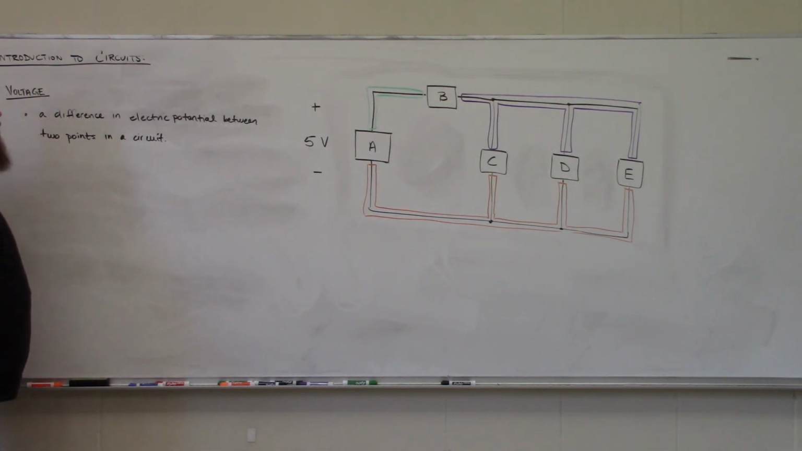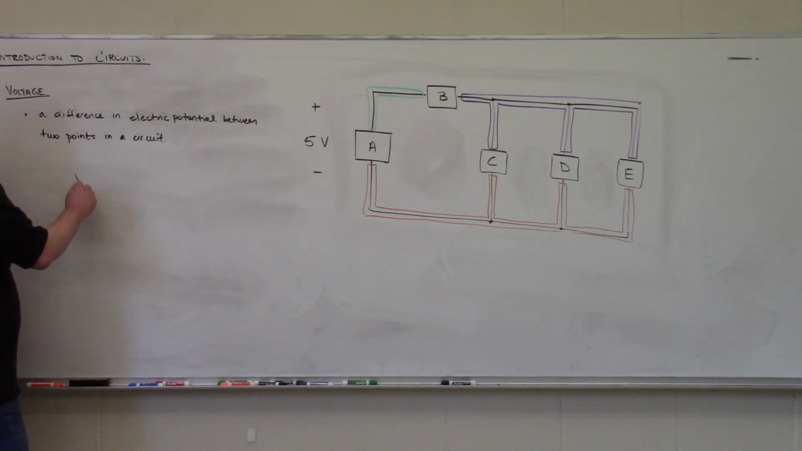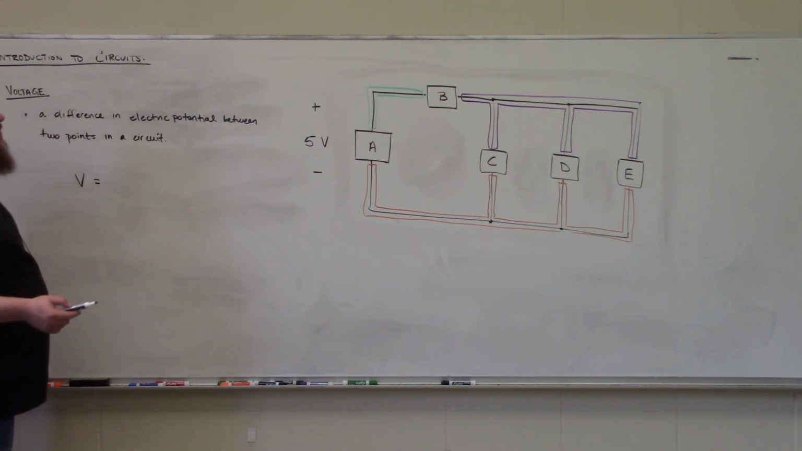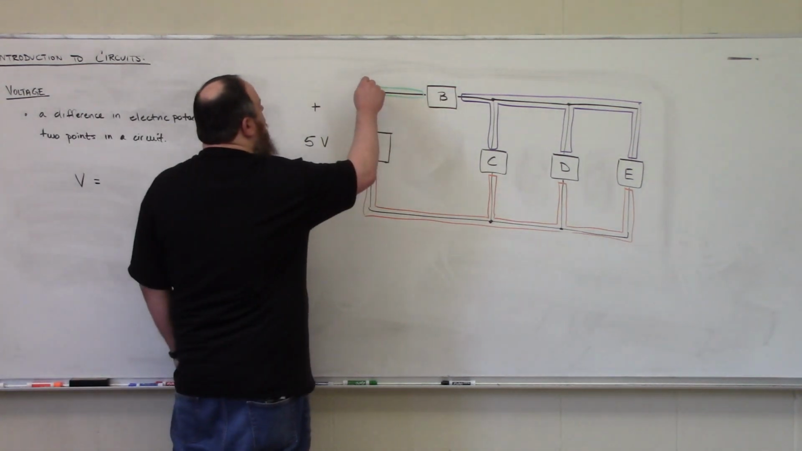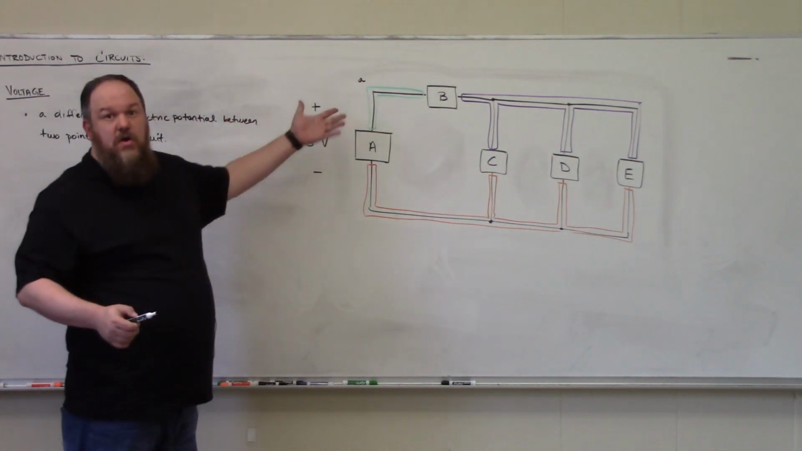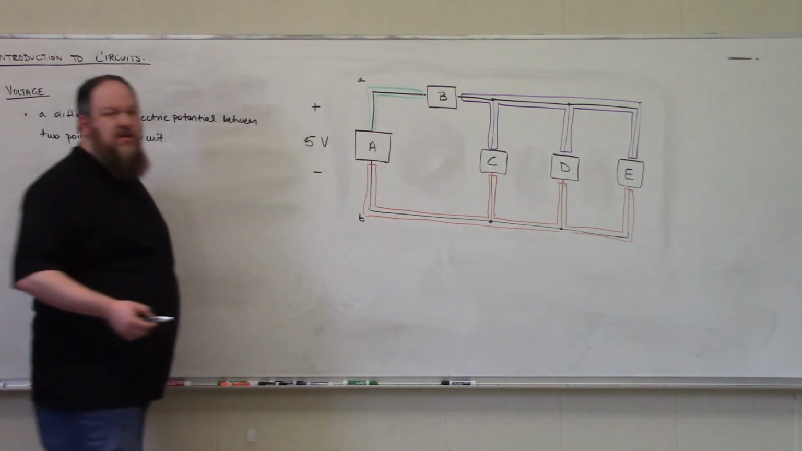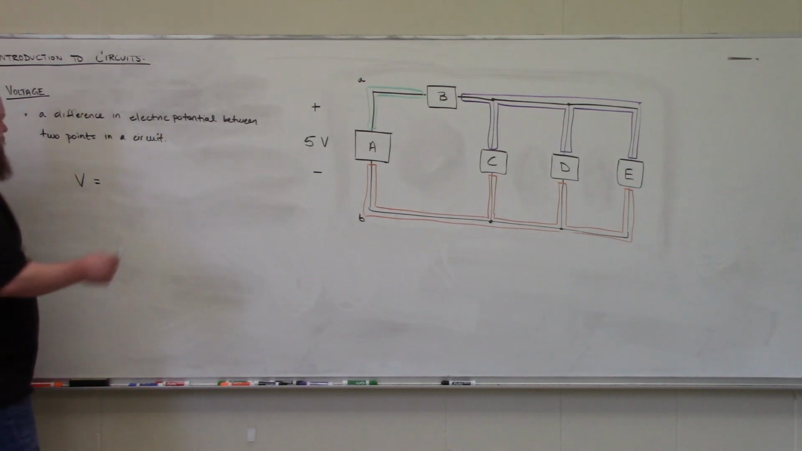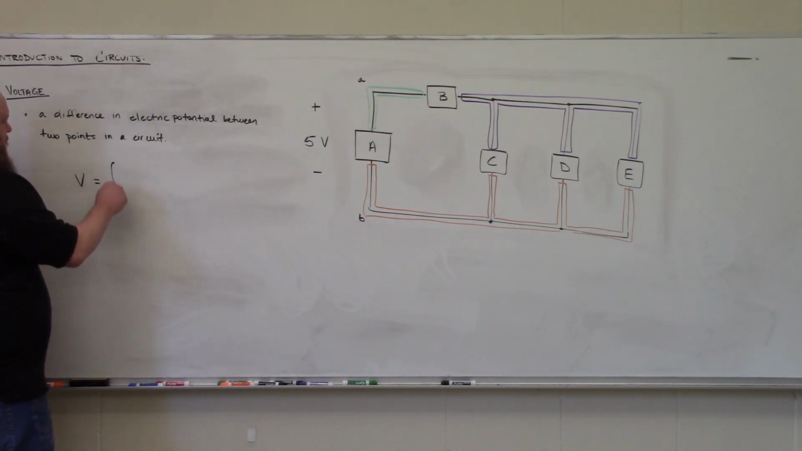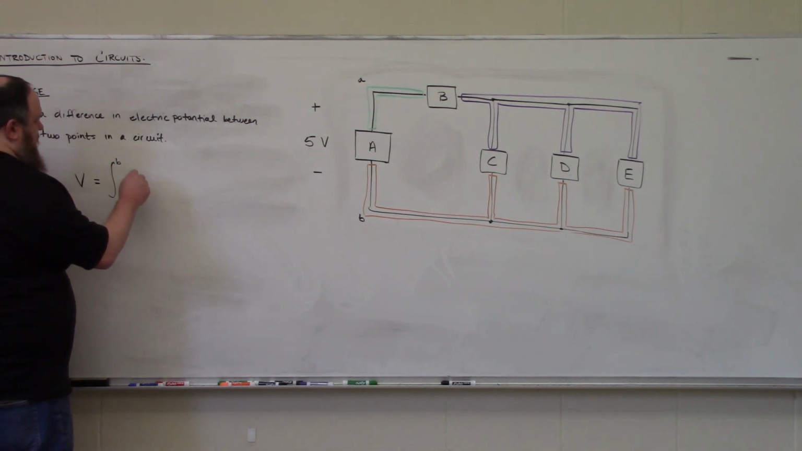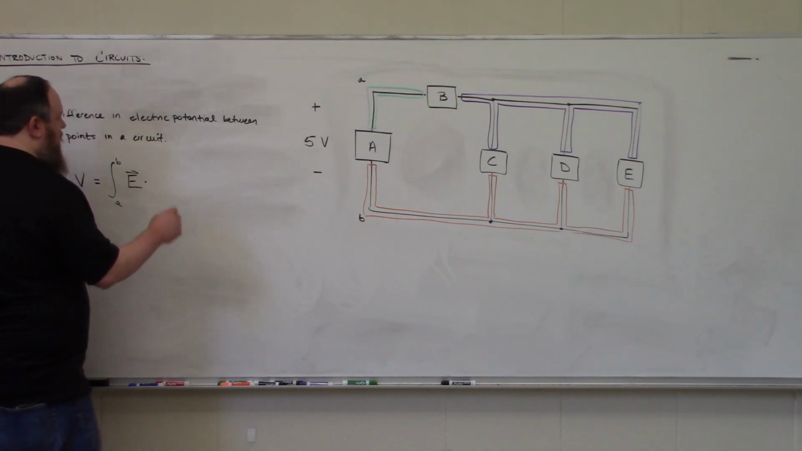Mathematically, we could develop an expression for this definition where V, the voltage, between points A and B in a circuit, so let's say this is point A, it's a node that has a fixed electric potential, and this is point B, another node that has a fixed electric potential. The voltage would be defined as the line integral from A to B of the electric field dotted into a differential line element.